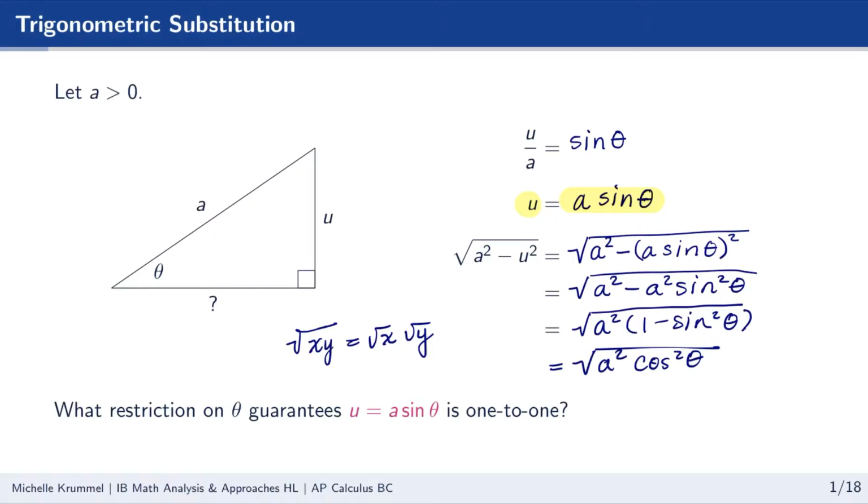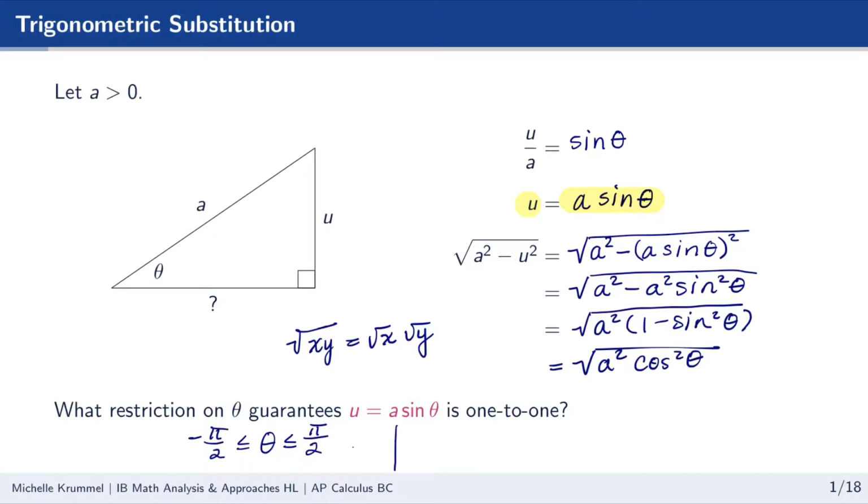And now we have a perfect square under our square root, so we have to be careful. It's not necessarily equal to A cosine theta. It could be equal to negative A cosine theta potentially, but what we have at the bottom here is a note. What restriction should we place on theta to guarantee that U equals A sine theta is one-to-one, basically? For it to be one-to-one, think about the inverse sine function. Theta needs to be defined on the interval from negative pi over 2 to positive pi over 2.